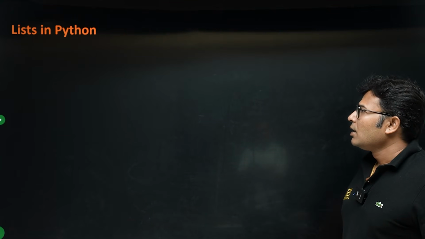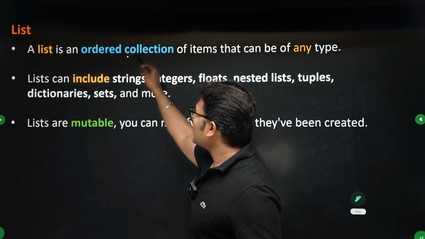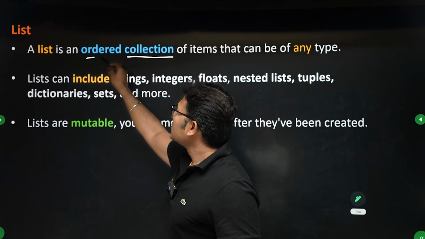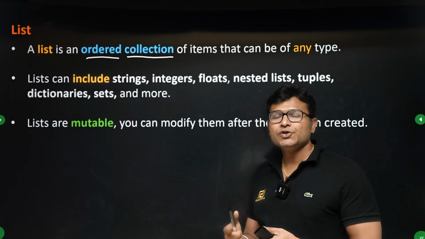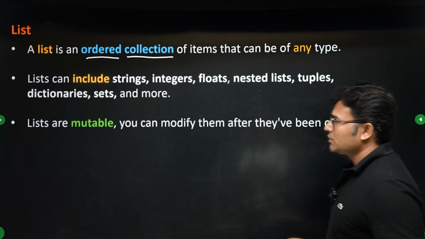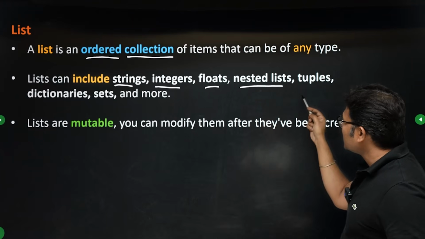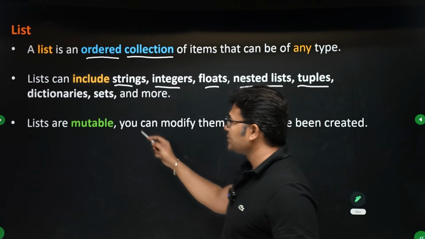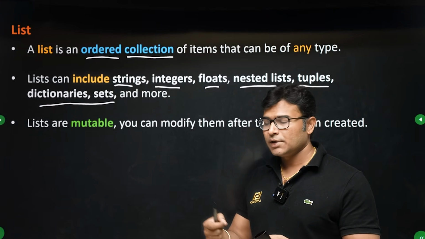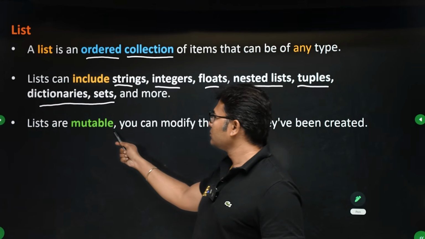So, lists in Python. What is a list? A list is a collection. Collection means a group of items. Now it is ordered, which means it will follow the order in which you insert into the list. And they can be of any type. For example, a list can contain strings, integers, floats, nested lists, tuples, dictionaries, sets, and any combination of these. It can be a string plus a list, or a string plus a list plus a dictionary. It can be anything. And lists are mutable.